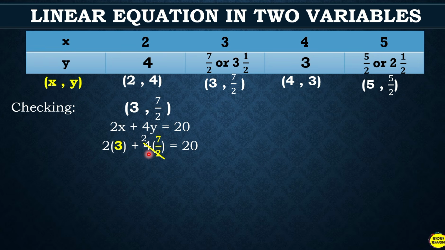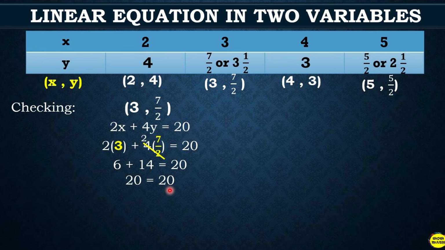Okay. Ito muna. 4 divide 2, pwede ka mag-cancel dito. So, 4 divide 2, that is 2 para bumaba na yung value mo. 2 times 7. Ayan na po siya. So, 2 times 3, that is 6. Ito ay 2 times 7, that is 14. Equals 20. So, 6 plus 14, that is 20.